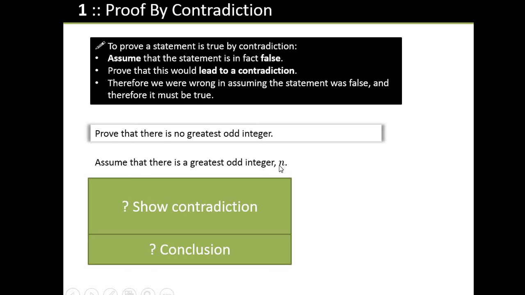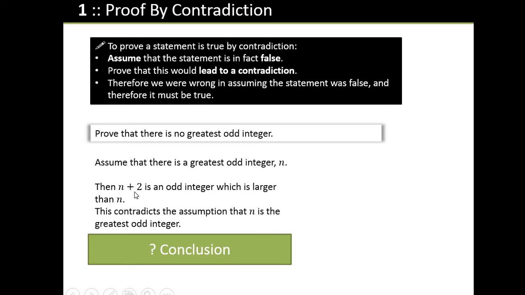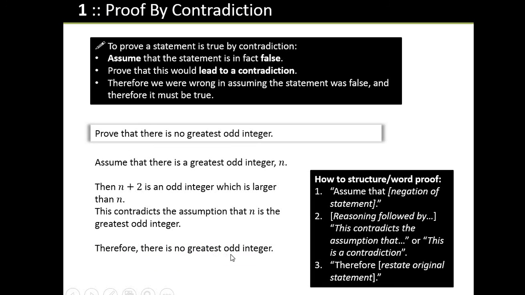Well, if we have an odd integer n, of course we could easily add 2 to that odd integer n, and obviously what happens when you add 2 to our greatest odd integer, it would be larger than n, and of course we know if you add 2 to an odd number you will still get an odd number. So this contradicts the assumption that n is the greatest odd integer, and we usually end on a therefore there is no greatest odd integer. So you normally restate the original statement.